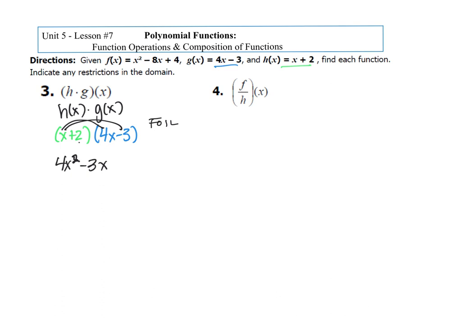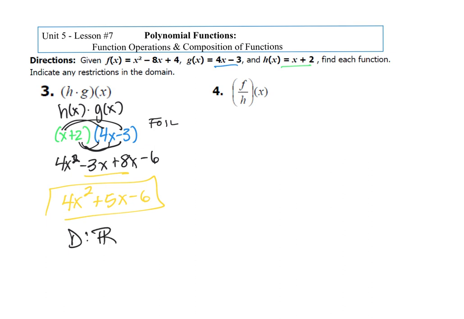Then we come to our insides. We have 2 times 4x to make 8x. And 2 times negative 3 makes negative 6. We're not done until we combine our like terms. They are the middle two terms. So this is 4x squared plus 5x minus 6. Again, do we have any domain restrictions? Is there anything that we cannot plug in for x? And the answer is no, it's not a division problem. So the domain is all real numbers.